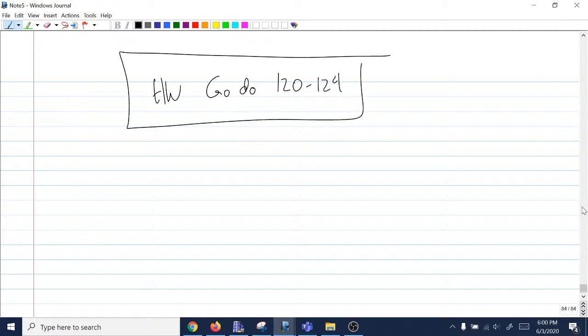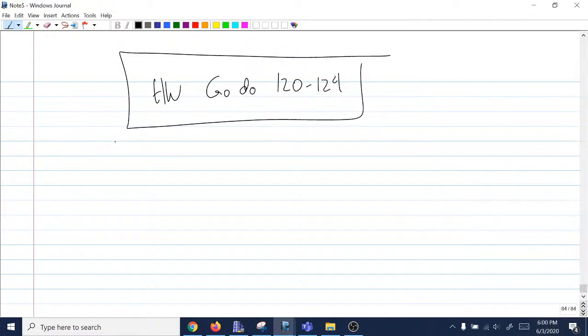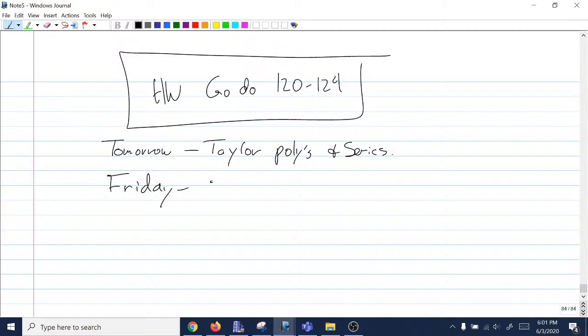The plan for the rest of the week. Today's Wednesday, right? Yeah, okay, tomorrow I'm going to cover the last topic, Taylor polynomials and series. Friday I'll do a recap. I guess I'll probably go over the practice exam. And we're probably ready to do the exam on Monday. I'll let you know for sure by Friday.